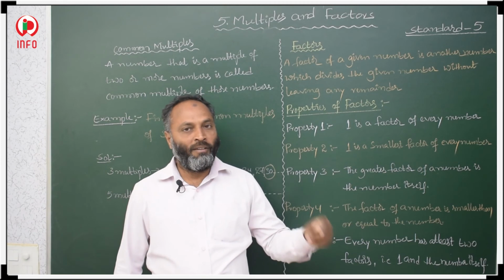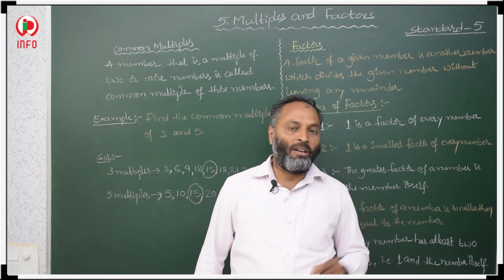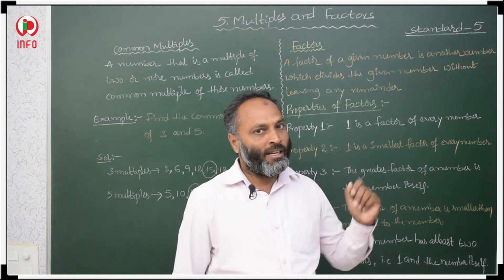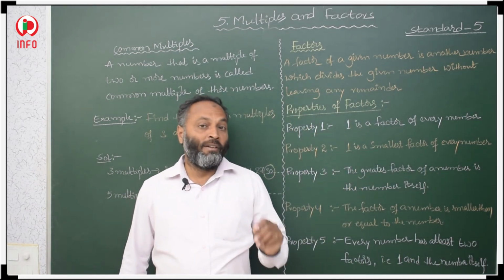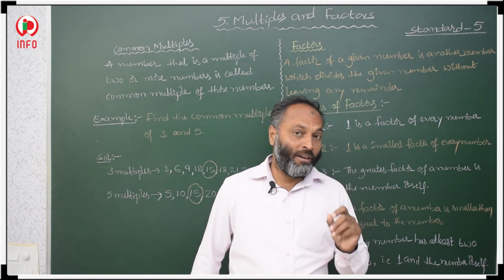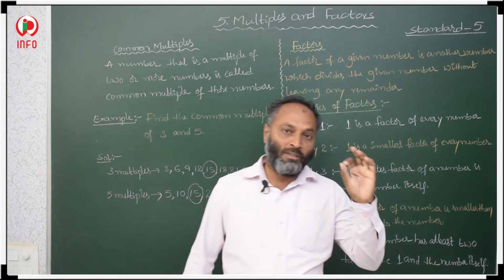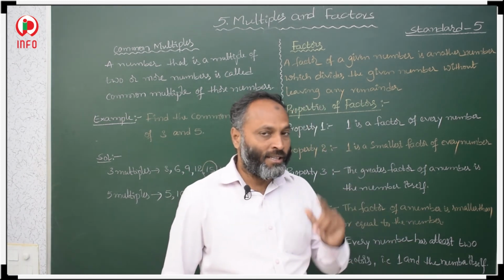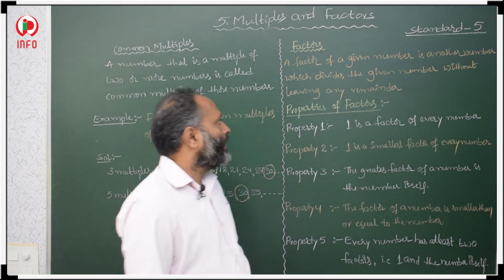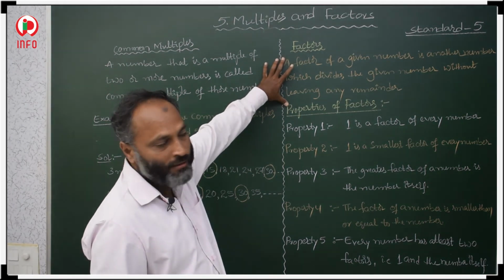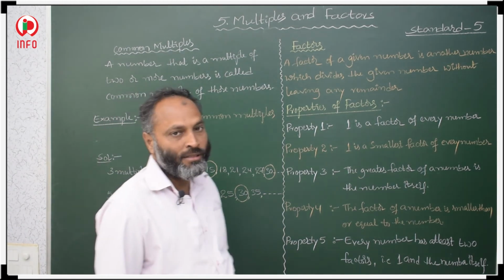Means dividend and divisor. If the divisor divides the dividend exactly, means without remainder, then we can say that the divisor is a factor of the dividend. Just remember, divisor always divides. If the divisor divides perfectly, without remainder, then that divisor is a factor of the dividend. This is our factor definition. Now we are going to discuss the properties of factors.